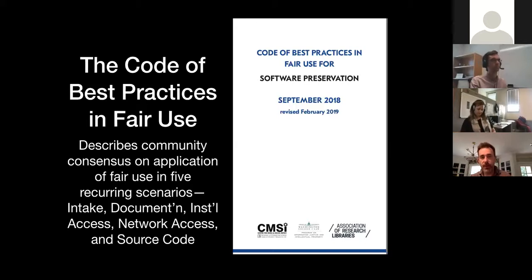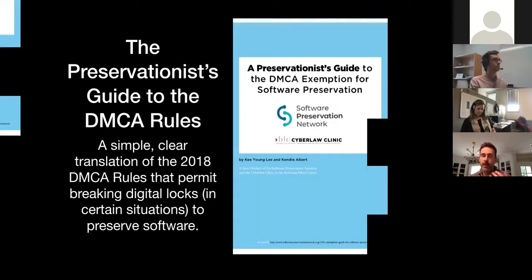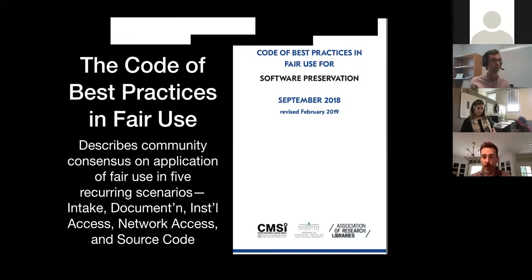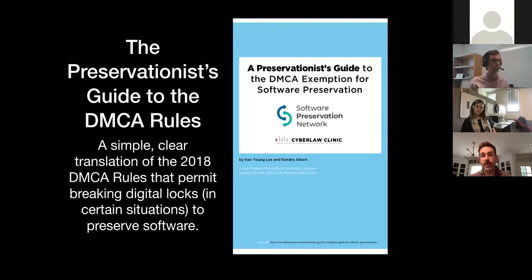So those 5 scenarios are treated in the code, and if you can apply the logic of those scenarios to what you're doing, you can know that what you're doing is within the heart of what the community believes to be fair. So that's really powerful. The next tool is the Preservationist Guide to the DMCA exemption for software preservation. And this is a little bit of a different tool. What this tool does is it translates a very wonky and lawyerly rule that has lots of specific nooks and crannies and ins and outs.